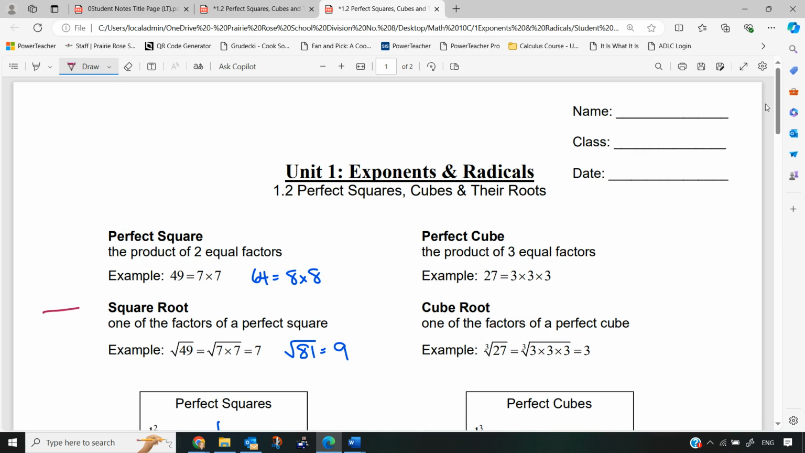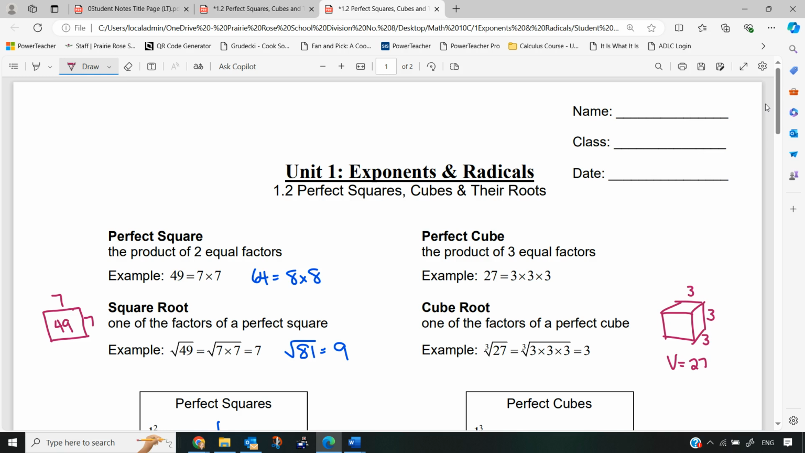Now, when we're talking about perfect squares or square roots, we're dealing with area. So if my area is 49, that means my side lengths are 7 by 7. When we're talking about perfect cubes or cube roots, we're relating to volume. So we're dealing with 3 dimensions. So if the cube root of 27 is 3, that means if my volume is 27, my side lengths are 3 by 3 by 3 because volume is length times width times height.